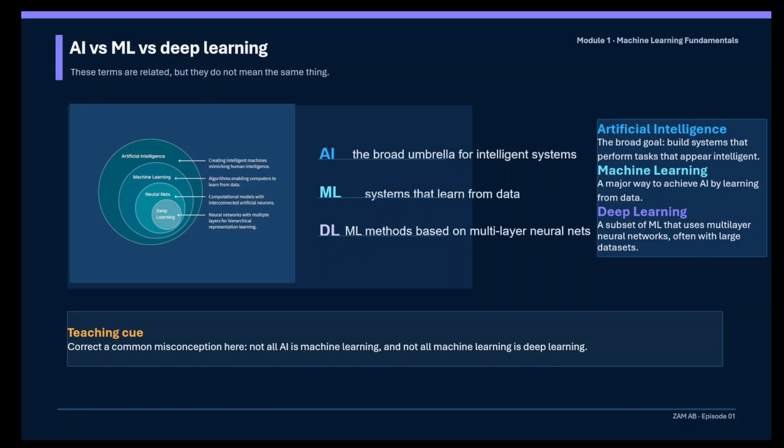So, artificial intelligence is a broader area, in fact, where there are subsets of different types of artificial intelligence. Machine learning is one of them, a major way to achieve artificial intelligence by learning from data. So that is machine learning, and then deep learning is a subset of machine learning. It uses multi-layer neural networks, often with large data sets. We will be more concerned in this web series about machine learning specifically.